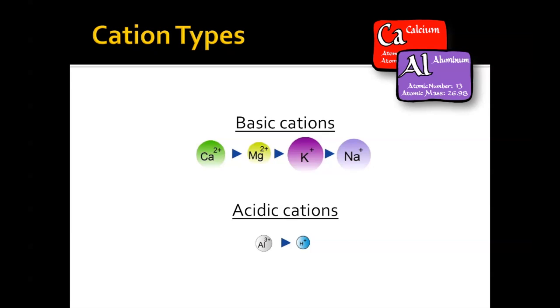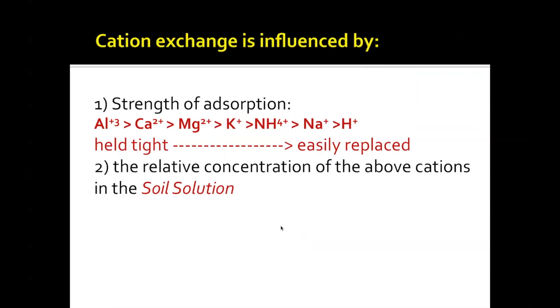Your cation types: we've discussed your basic cations, calcium, magnesium, potassium, and sodium. Your acidic cations are going to be the aluminum 3+ cation and the hydrogen cation. You really like these guys over here. You don't necessarily want to have those guys around.